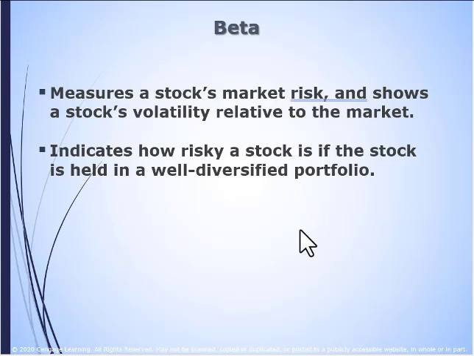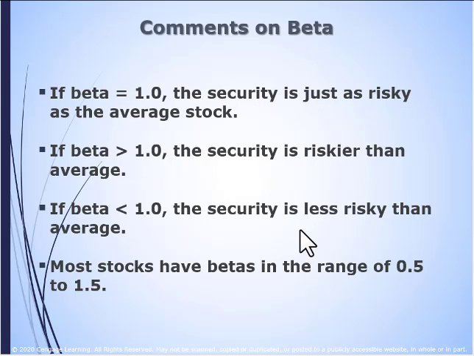Again, beta measures a stock's market risk. It shows volatility relative to the market. So it indicates how risky a stock is if the stock is held in a well-diversified portfolio. The bigger the number, the greater the market risk, and the more risk will be added to a portfolio if you invest in it.